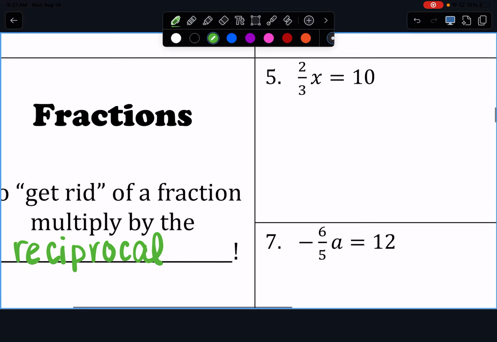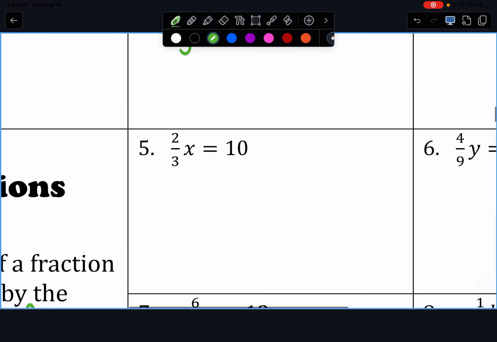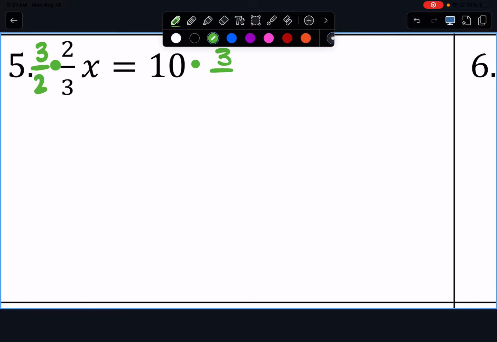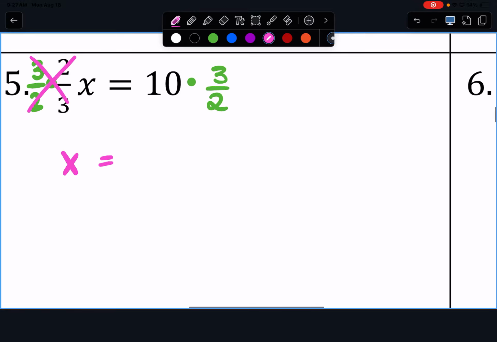So for number 5, what would the reciprocal of 2/3 be? 3/2. So I'm going to multiply both sides by 3/2. So when I do that, these two fractions cancel themselves out. And we get x equals, now over here, I can simplify this. What is 10 times 3? And then 1 times 2? And then can I simplify to what?